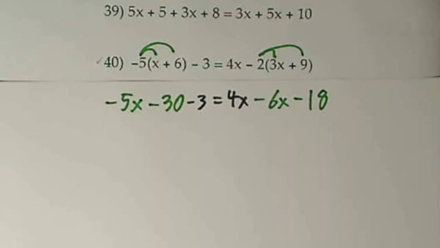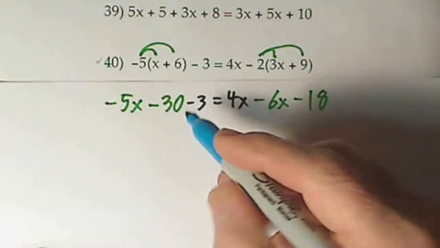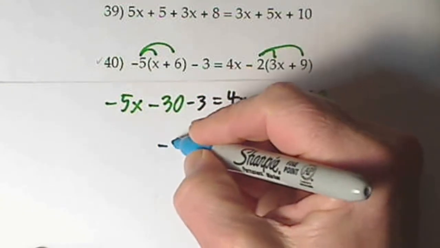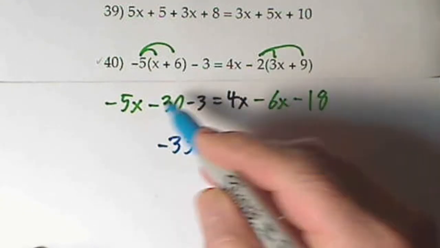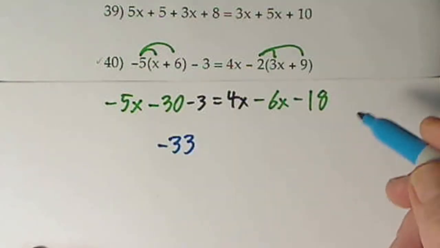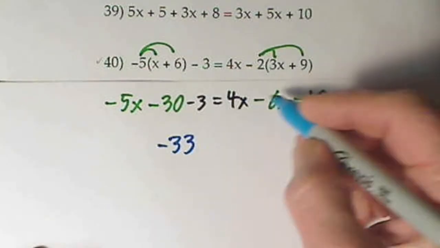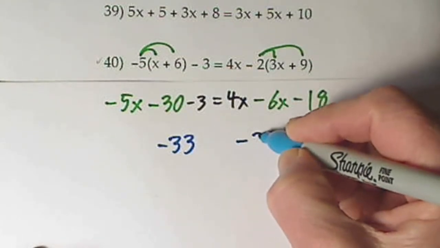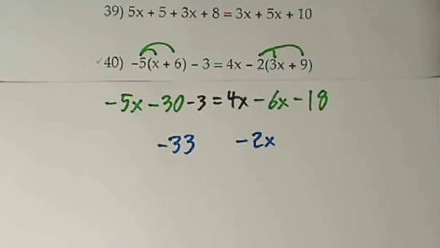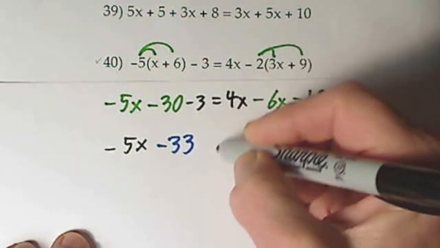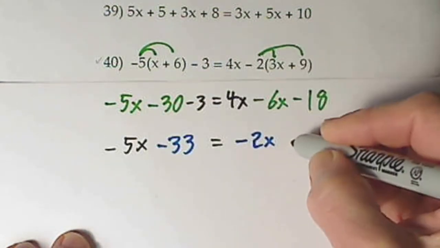Okay, at this point the best thing to do is clean up each side. So if you have like terms, negative 30 and negative 3, that gives us negative 33. Signs are same. You add and keep your sign. On this side you have a 4x and negative 6x. When you combine those you get a negative 2x. And just bring down whatever you haven't touched. This negative 5x, your equal sign, and the negative 18.